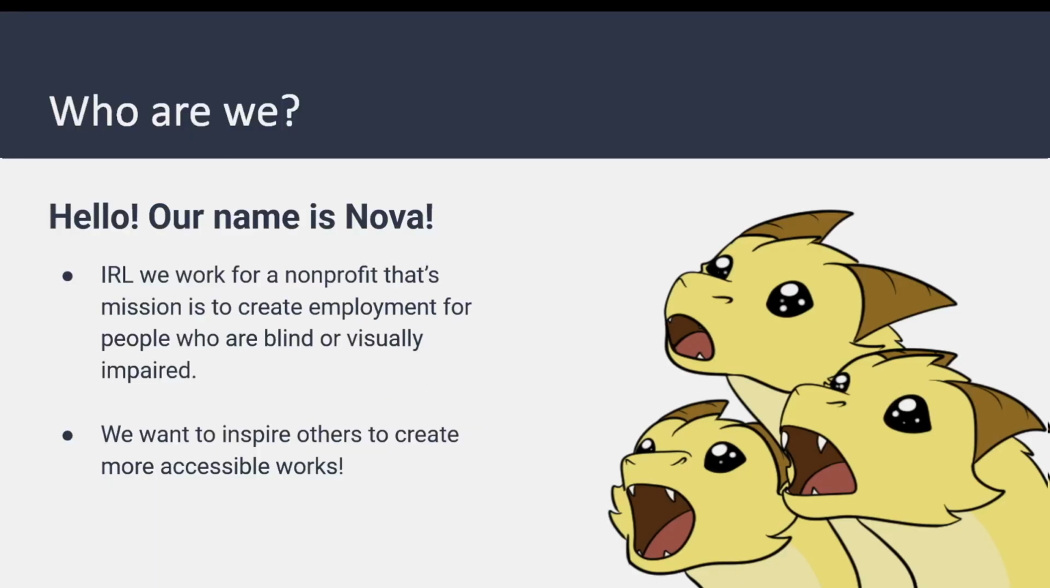So who are we? Our name is Nova, and IRL, we work for a nonprofit whose mission is to create employment for people who are blind or visually impaired. We are sighted ourselves, but we have an above average level of exposure to the blindness community and feel compelled to share what we've learned. What we have to say today isn't the end all be all of accessibility, but our goal is to inspire others to start thinking about accessibility and to take it into account when creating projects so that we as a community can collectively become more inclusive.